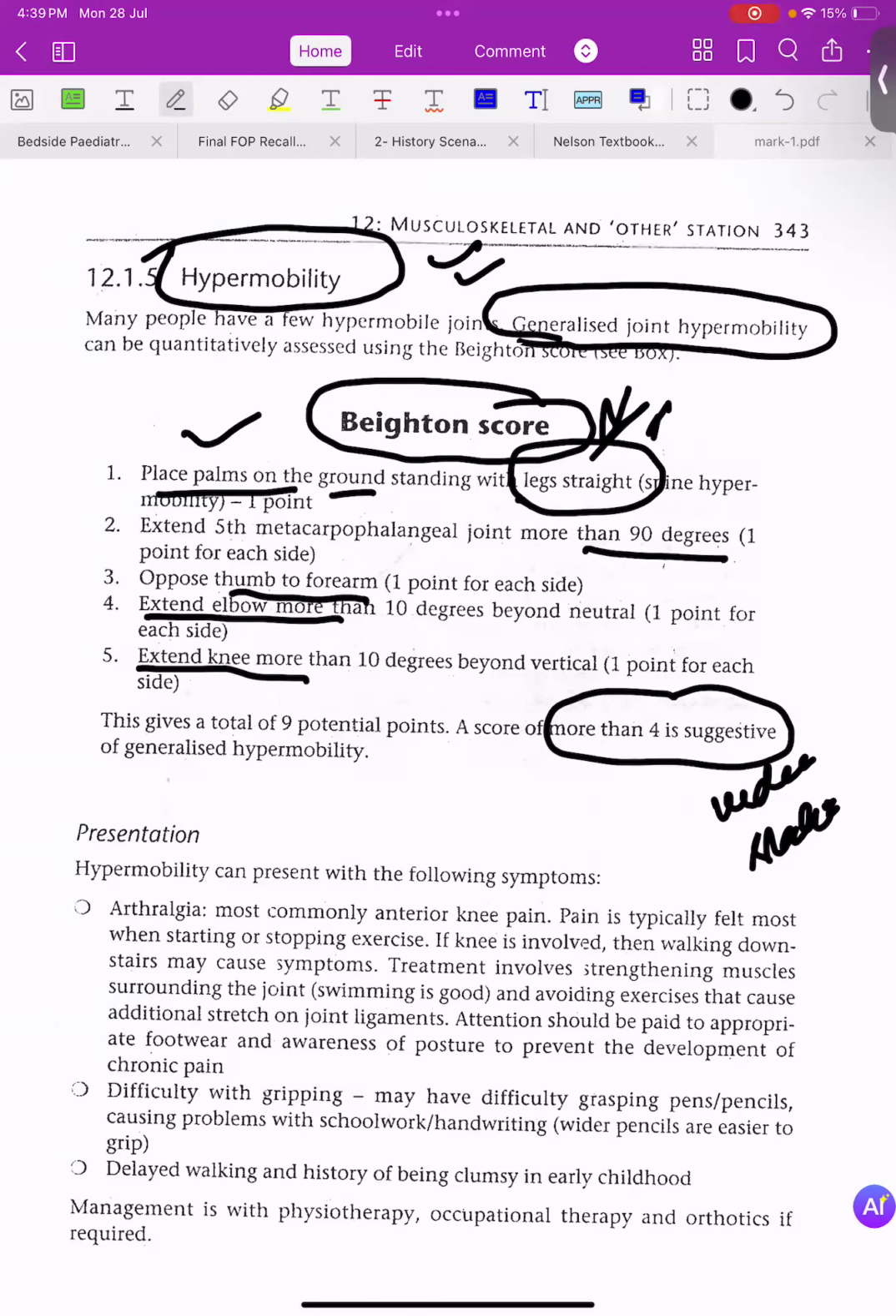The next thing is that we have to decide what scenarios you may get to make a diagnosis of hypermobility. Generalized arthralgias are present, most commonly anterior knee pain. That is most likely when starting or stopping exercise. After exercise, the patient will be tired, but otherwise the patient will be quite normal. Swimming is good, the child is doing well.